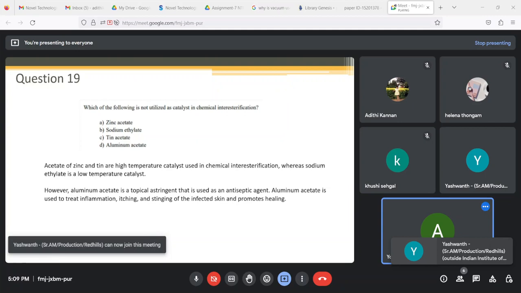However, the aluminum acetate is not a catalyst used in any of these processes. It is in fact used as an antiseptic agent to treat inflammation and itching of infected skin, and promotes healing. So aluminum acetate is not a catalyst, the rest three are. The answer is option D.